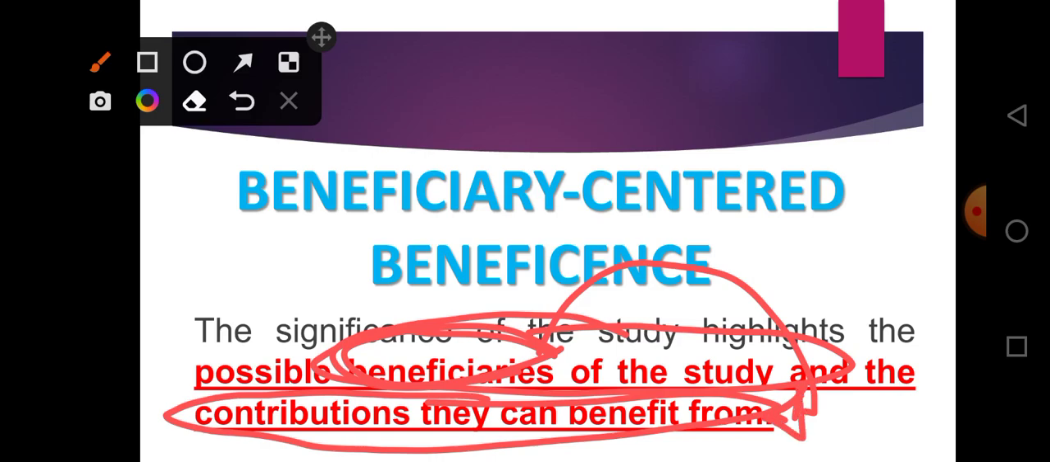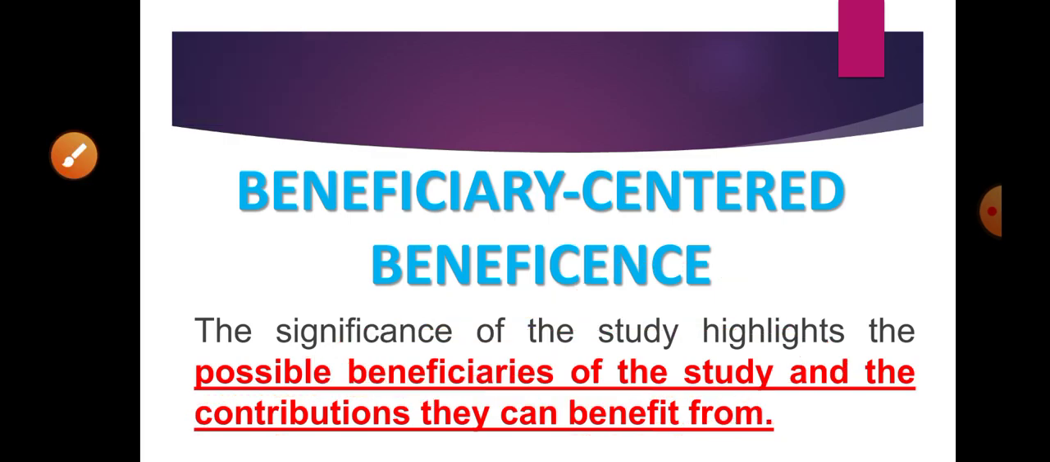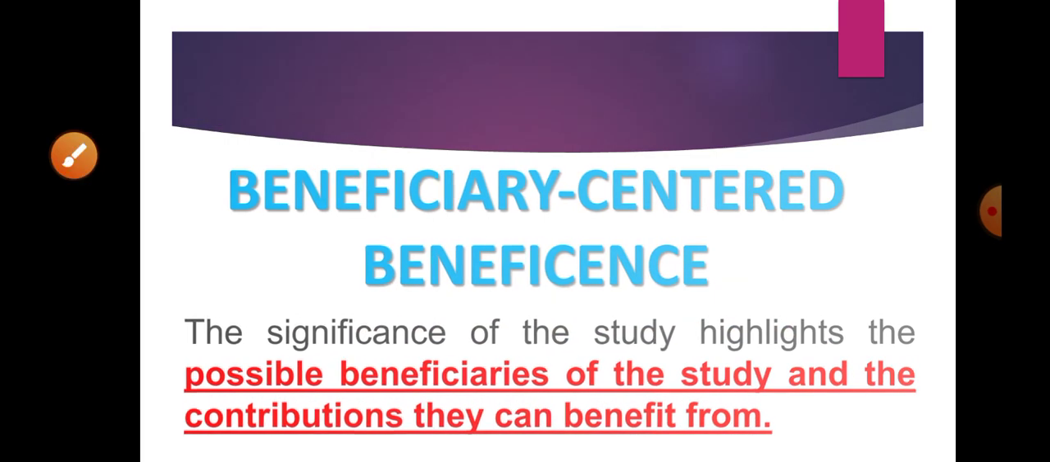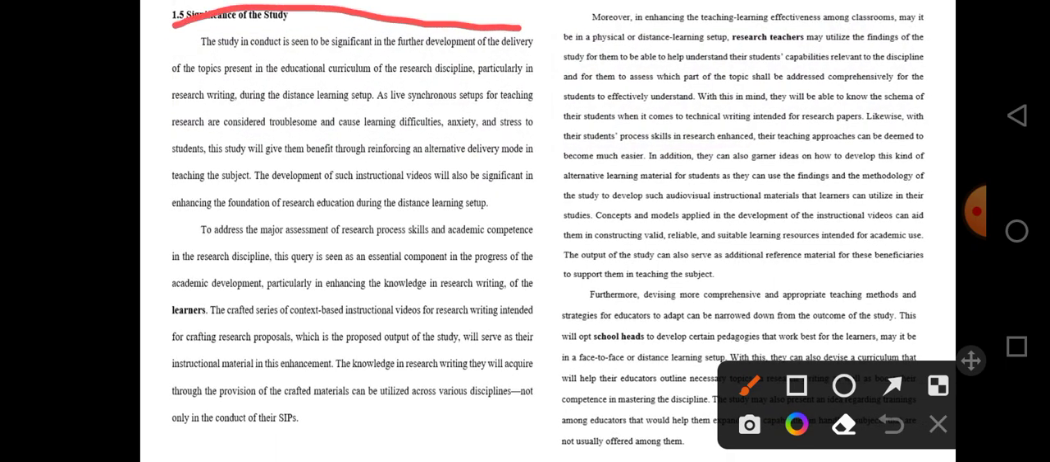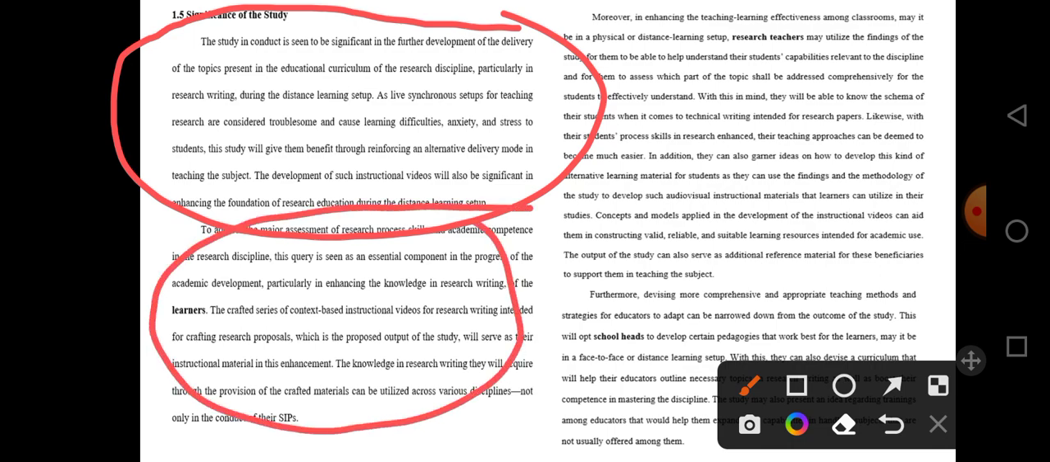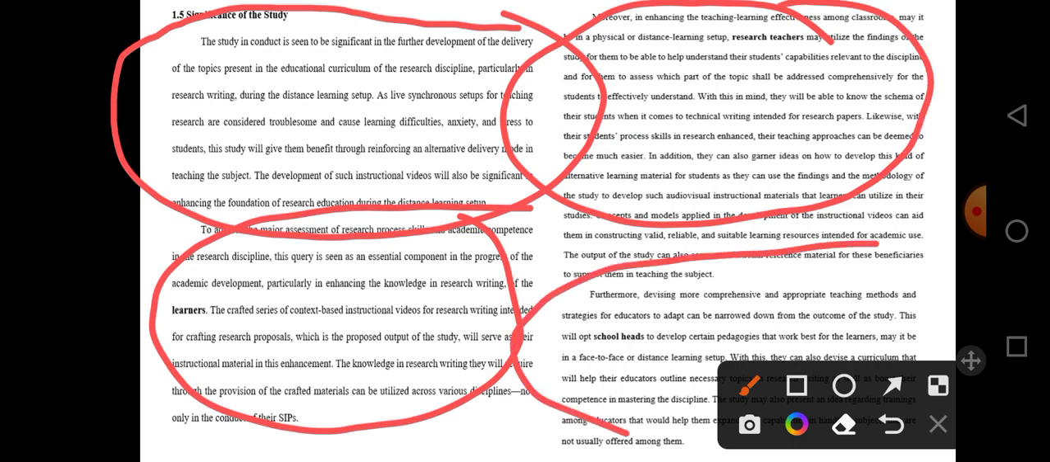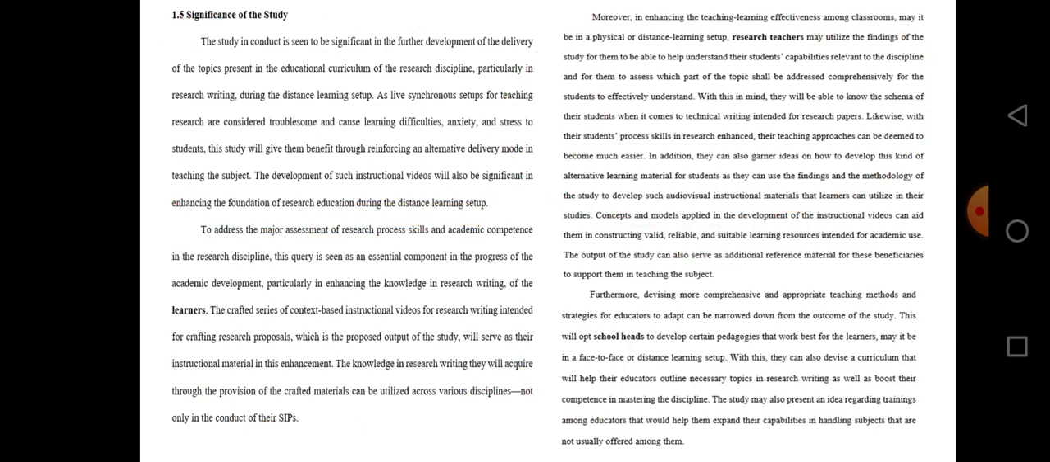So in writing this kind of organizational pattern, you would want to start with one paragraph that highlights the general importance of the study before proceeding with the paragraphs that will highlight the beneficiaries and the benefits they can obtain from your study. Okay?